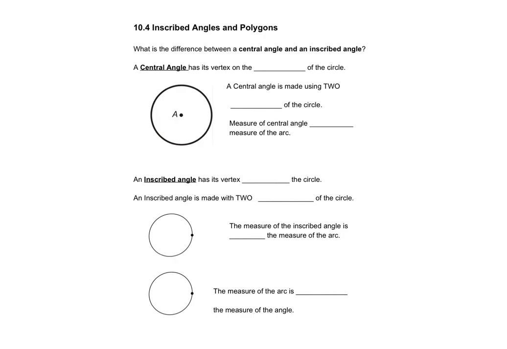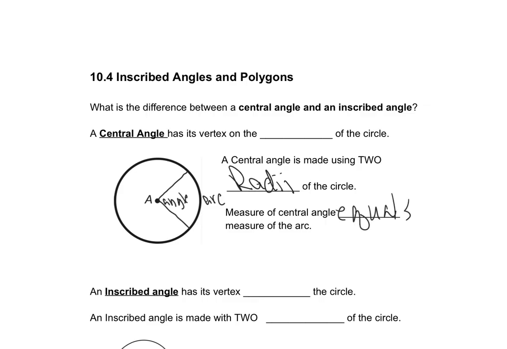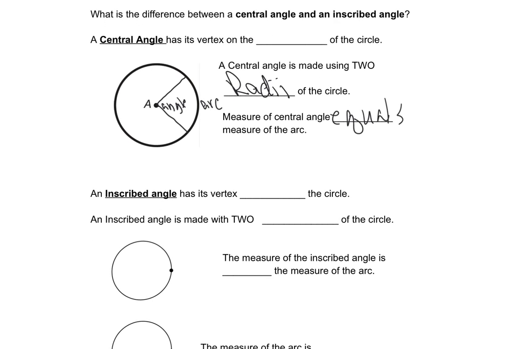Okay, so yesterday we talked about central angles, and we said that a central angle is made with two radii that come from the center of the circle. So you have a radius, and the angle and the arc were equal to each other. Okay, so the central angle is made using two radii from the circle, and the central angle equals the measure of the arc.